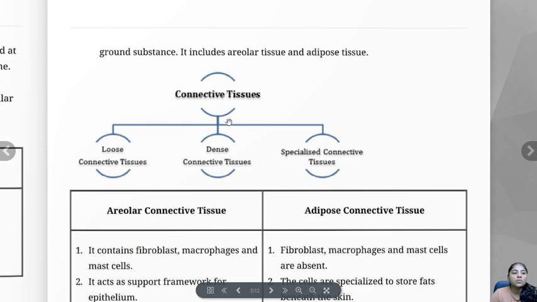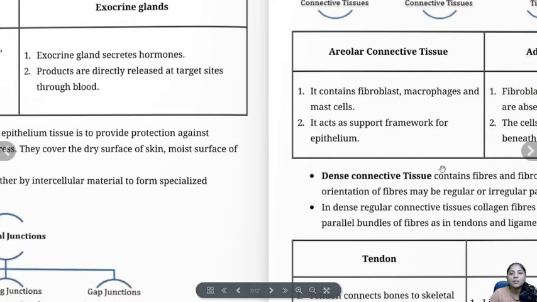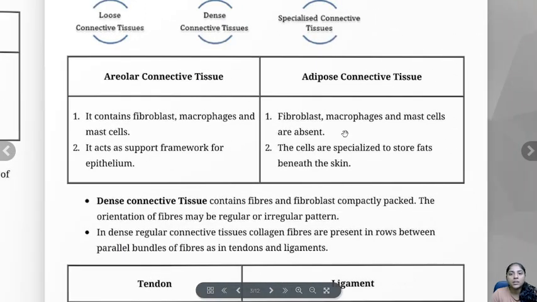Under connective tissues, the first one that we have is loose connective tissue, then the second one is dense connective tissue, and the third is specialized connective tissue. In loose connective tissues, as I said, there are two types, that is areolar and adipose connective tissues. Let us see the first one, areolar connective tissue. It contains fibroblasts, macrophages and mast cells, and it acts as a support framework for epithelium. So this areolar connective tissue acts as a support framework for the epithelium, that is the cover layer.